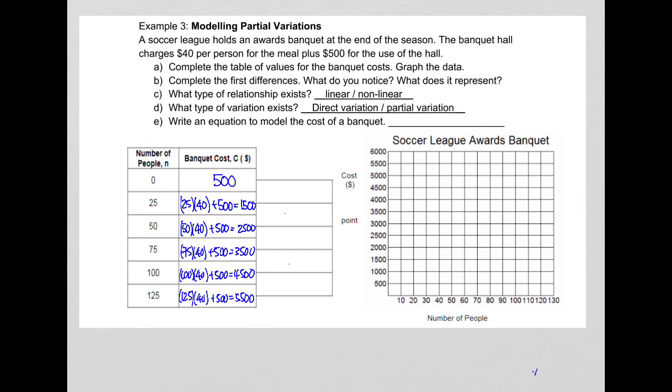Now the graph. So 0 is 500, so it's right there. As you can see, this one doesn't go through the origin now, right? Because the y-intercept, which we call the c-intercept here, is actually at 500. And 25 people is 1,500. This point is not very clear, so let's try another one. 50 and 2,500. And 75 is 3,500. And 100 people coming in will be $4,500. And 125 will be here.